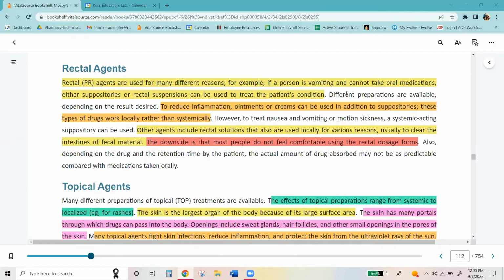To reduce inflammation, ointments or creams can be used in addition to suppositories. These work locally rather than systemically. Other agents include rectal solutions that are used locally for various reasons, usually to clear the intestines of fecal material. The downside is that most people do not feel comfortable using the rectal dosage form.